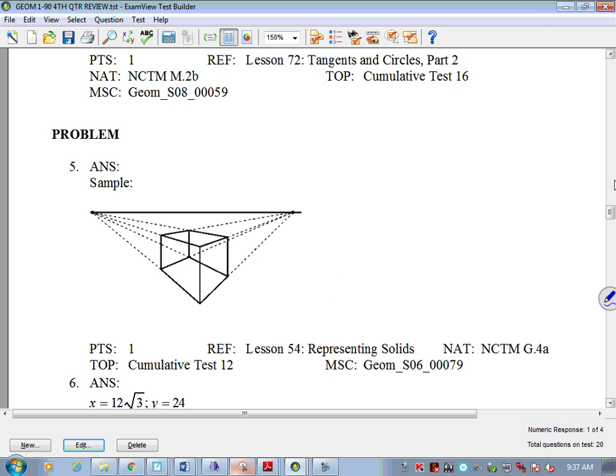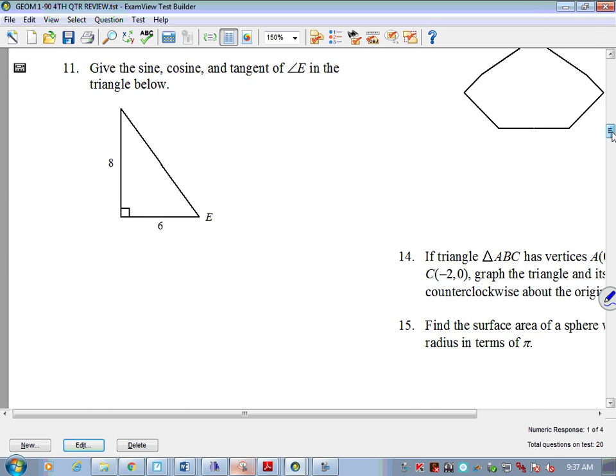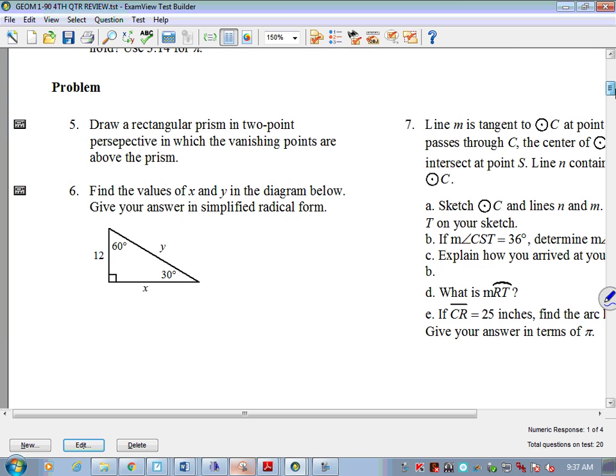All right. So we didn't spend a lot of time there. Let's go back up to number 6. Okay? Find the values of x and y in the diagram below. Give your answer in simplified radical form. All right, notice it's a 30, 60, 90 triangle. I think that you've seen a question very similar to this, if not this exact question on your last test, right? Maybe I'm thinking of algebra 2, but I think on your last geometry test.